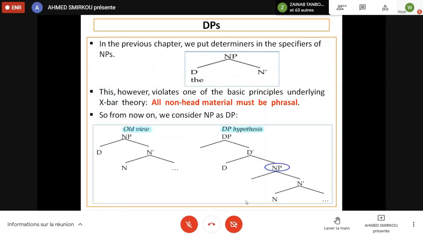We'll see the arguments. This is the old view in X-bar theory: the NP, N bar, determiner. So the determiner in X-bar theory is the specifier, just sister to N bar dominated by the phrase. Now forget about this. This is the new one, the DP hypothesis.